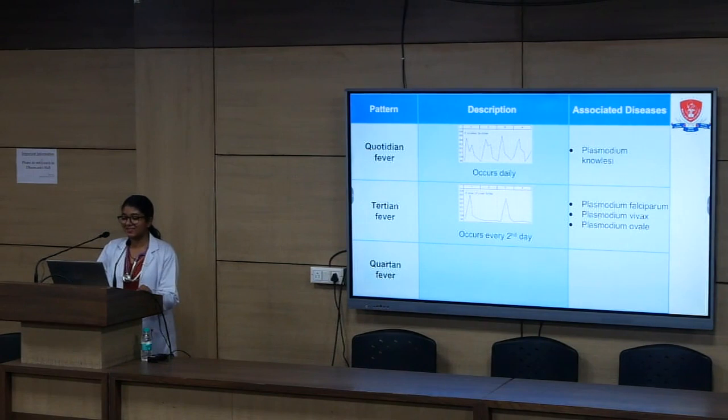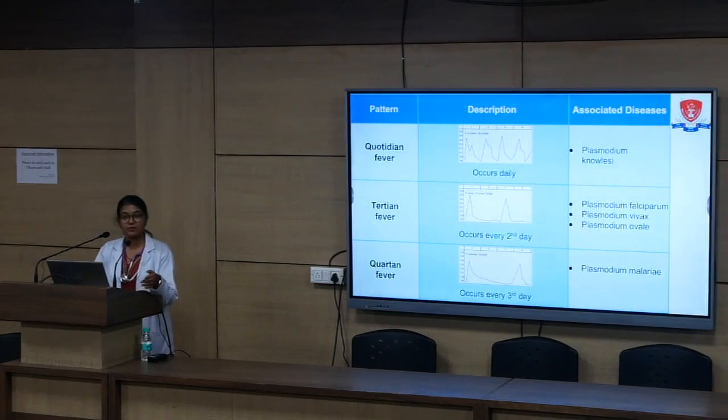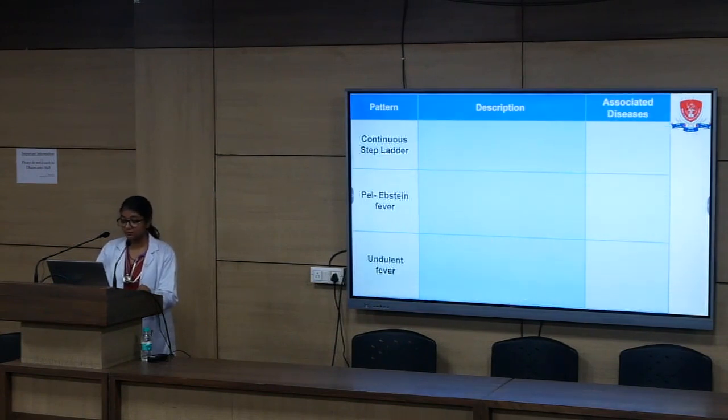This is seen in Plasmodium falciparum and vivax. And quartan fever is one that occurs every third day. So if the first peak is on the first day, the next peak is going to be on the fourth day. This is commonly seen in Plasmodium malariae. Normally, we don't really get to see these patterns of fevers anymore because of the use of over-the-counter antipyretics that the patient usually takes themselves.